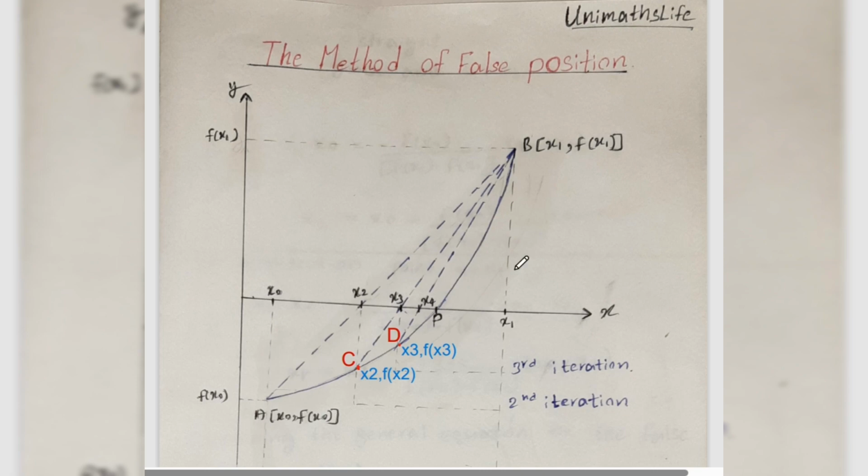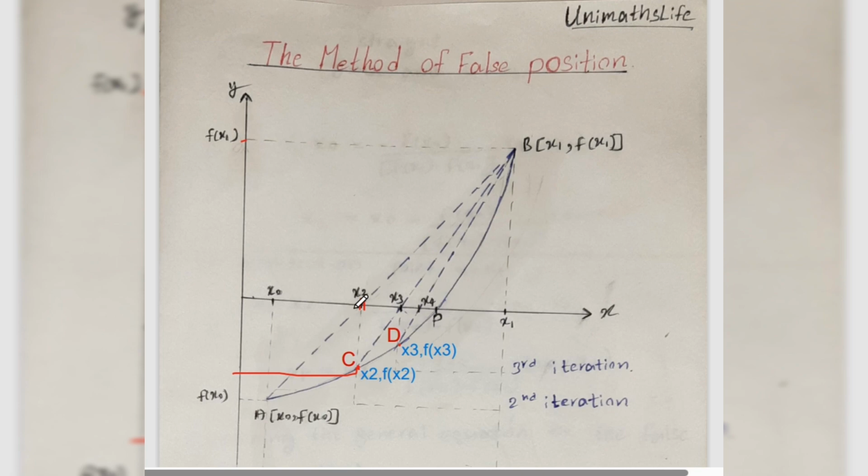In this method, the key idea is to approximate the curve by a straight line within the interval and identify a false position, x2. Here the points A and B are joined by a straight line that intersects the x-axis, and the point of intersection is x2. Now check the sign of f(x2). It has a negative sign. f(x1) has a positive sign. Therefore, the root is between x2 and x1.